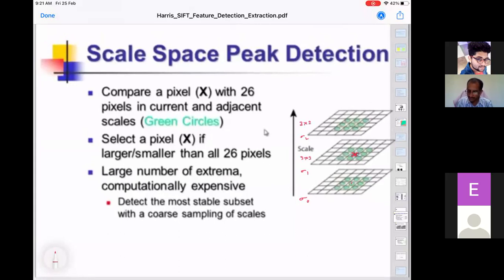In the Gaussian convolved image at one scale higher, a 3 cross 3 region, and a 3 cross 3 region in a scale that is just lower than the current scale. Then you take all this 3 cross 3 cross 3 region and see if this center pixel is the highest pixel, the maxima among all of these, or maxima or minima, that is, extrema.